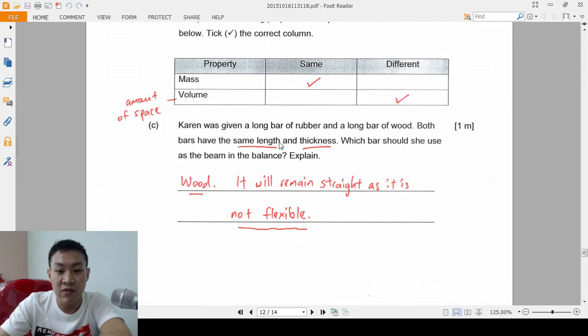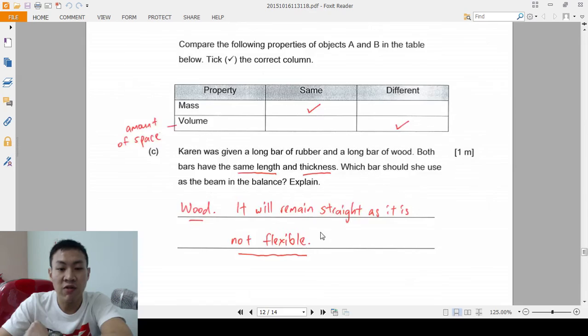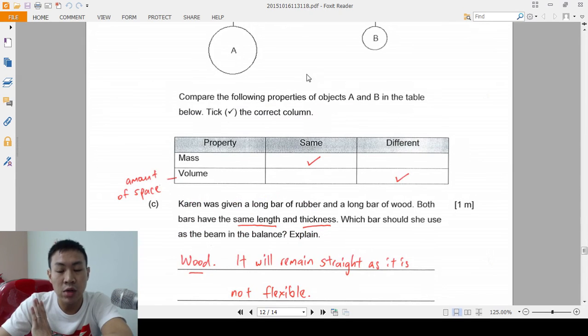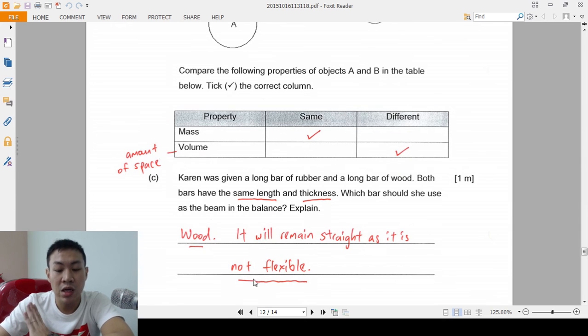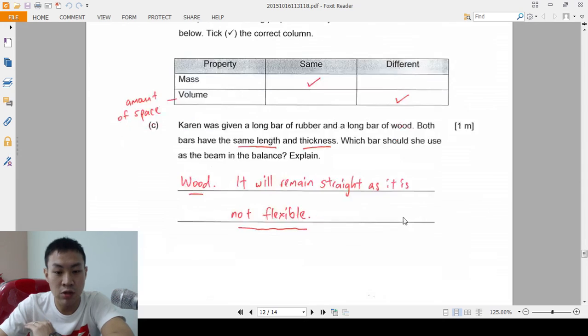Now, given a long bar of rubber and a long bar of wood, same length, same thickness, which one should he use? I'll use the wood because it will remain straight as it is not flexible. Can you imagine if I have a bar that is made of rubber? When I hang both of the items, the rubber bar will actually bend. I do not want it to be flexible. I want it to be straight. So the keyword here will be wood, and it is not flexible.